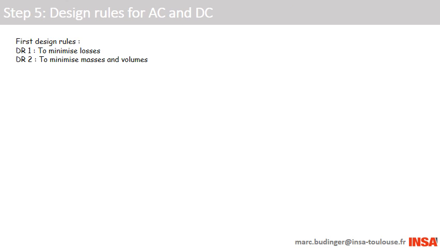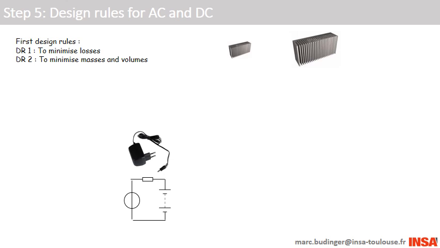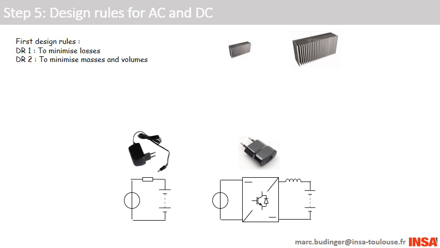When designing a system, some rules of smart design can improve the device's quality even if they are not mandatory, contrary to connection rules. They are: 1. Minimizing losses. 2. Minimizing weight and volume. DR1 increases the efficiency, but also enables us to respect DR2 by avoiding the use of bulky heatsinks.